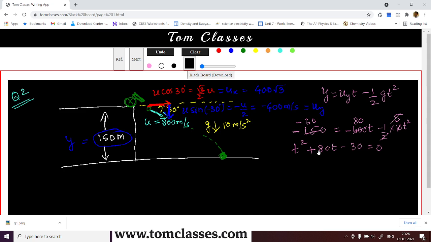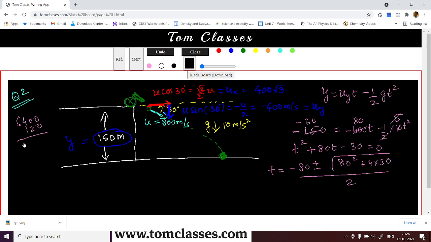So what has to be the time? The time has to be minus 80 plus or minus the square root of 80 square plus 4 into 30, divided by 2. Negative time we are going to omit, so we consider only positive time. 80 square is 6400, and 4 into 30 is 120, so this is 6520. So what is the square root of 6520?